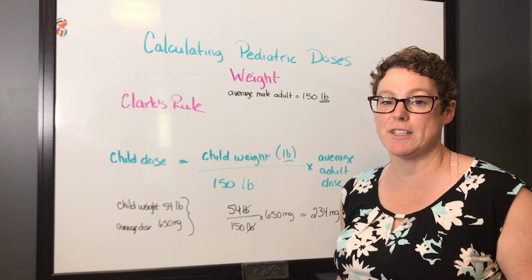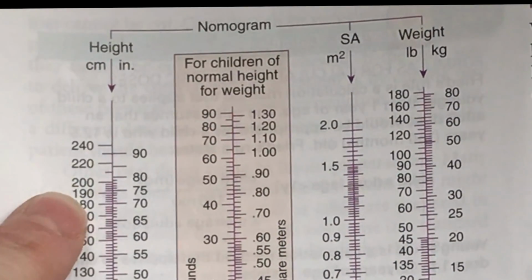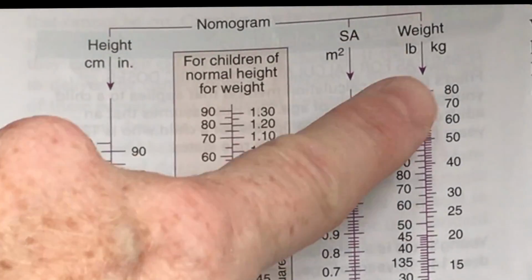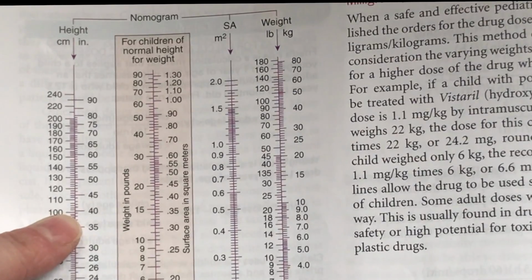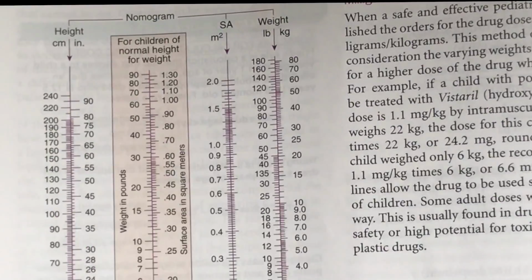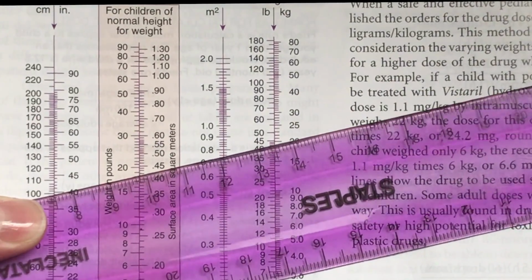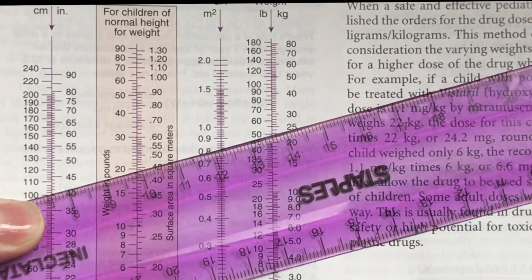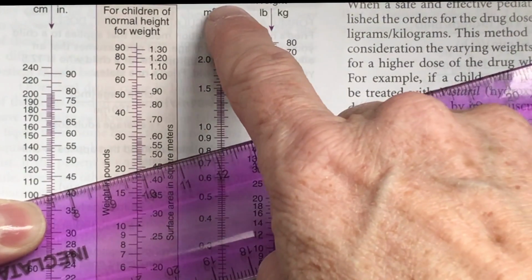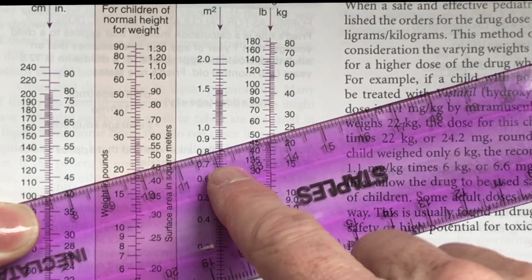Next, we're going to look at body surface area. So using a nomogram, we're going to be taking our patient's height in either centimeters or inches, and we're going to be lining that up with their weight in either pounds or kilograms. Let's just say I have a patient who is 100 centimeters tall and they weigh 50 pounds. I'm going to take my ruler here and line up my 100 centimeter tall to my 50 pound patient. This now will intersect with my surface area, and it's going to give me a value, and it looks like it's 0.82.